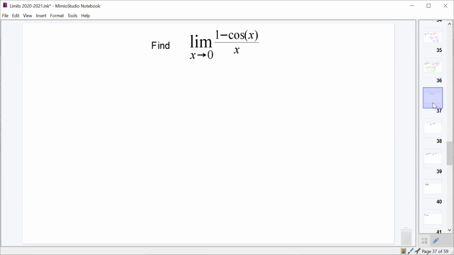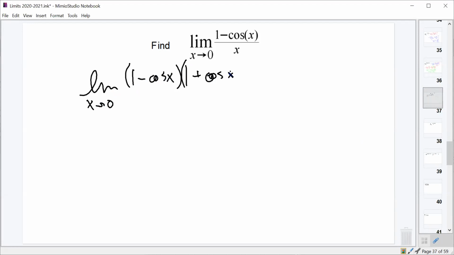Any thoughts on how we might start with this one? Multiply. You could multiply by 1 plus cosine of x. 1 plus cosine of x? Okay, that seems weird, but we can try it. Probably a good thing to try since it's the right thing to do.